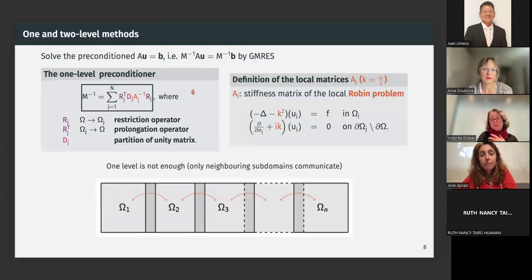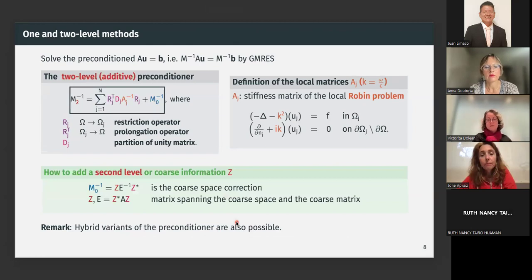So this is a very good thing. The only thing is that if you increase the number of domains, this is not enough. Why is it not enough? Because imagine that you have the right-hand side, that means the b here, that comes from a point source which lies in one domain. In order to feel the effect of this point source 100 domains away, it will take more time if you have more domains. So that means the problem is still not robust. So you need to add, at the second level, a coarse information.